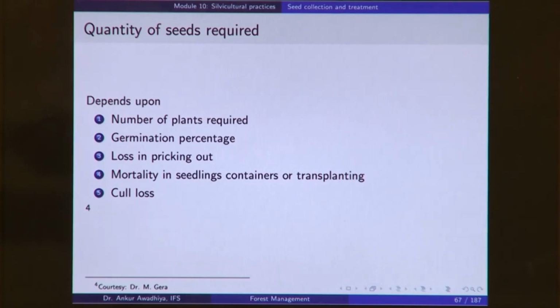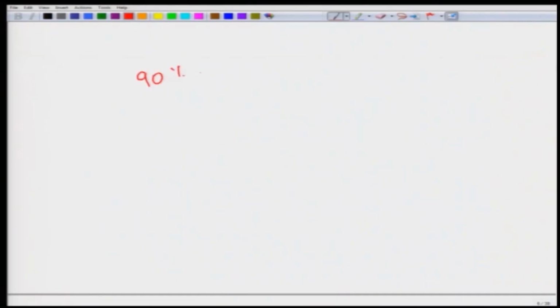Now, the number of seeds will also depend on the germination percentage of the seeds. So, suppose there is a particular species that shows, say, 90% germination, whereas there is another species that shows only 50% germination.